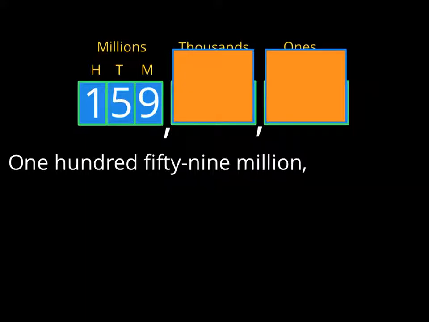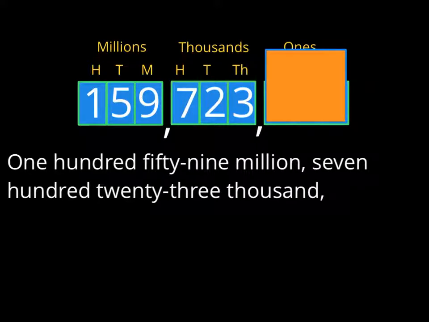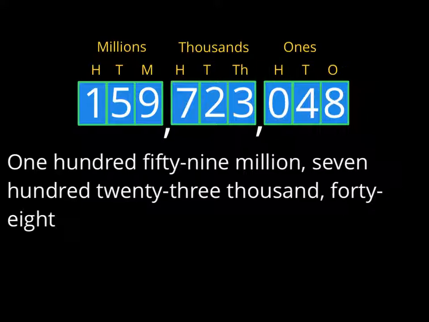So we're going to write this one in word form, starting with 159 million. Then we're going to add the 723,000. And then finally, 48. Nothing in the hundreds. We don't need to put anything there. Look at those hyphens between 59, 23, and 48. But only 2 commas in the whole big word.